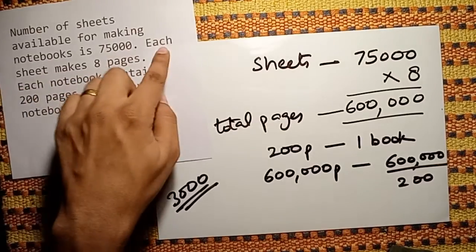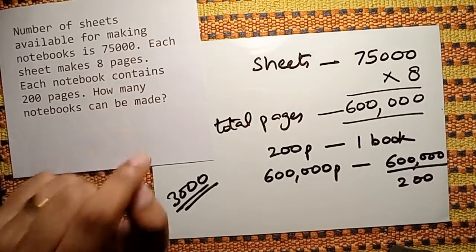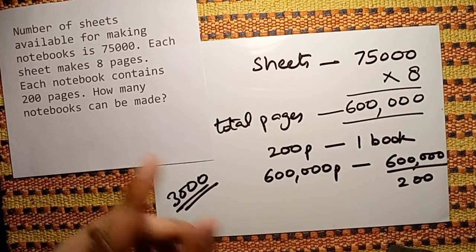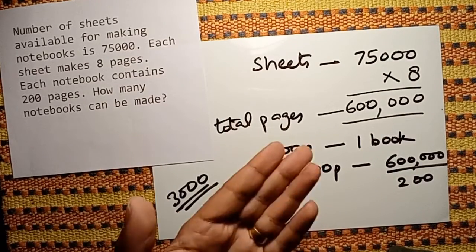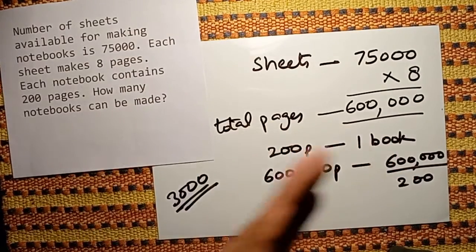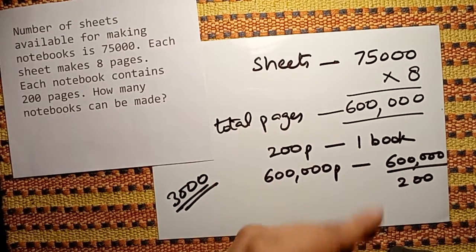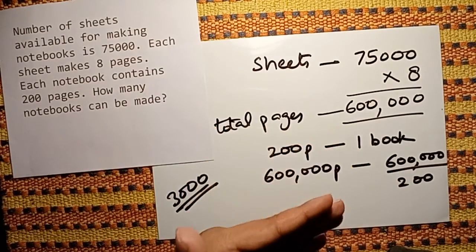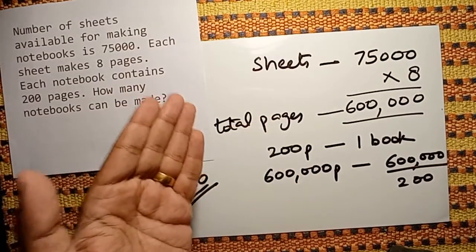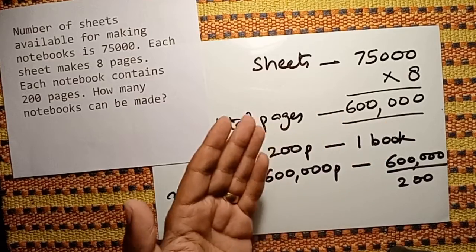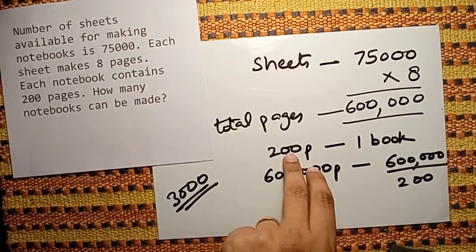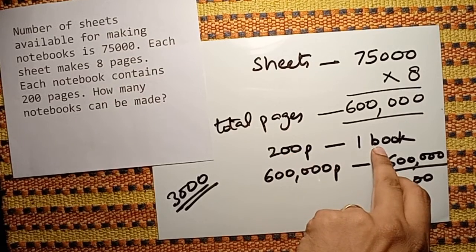It says each sheet makes 8 pages. So one sheet gives 8 pages. Two sheets will give, simple, 8 multiplied by 2. One sheet gives 8 pages, two sheets will give more pages, right? So whenever it is more, it would be either addition or multiplication. So two sheets give 16 pages. So how did we do it? We multiplied.